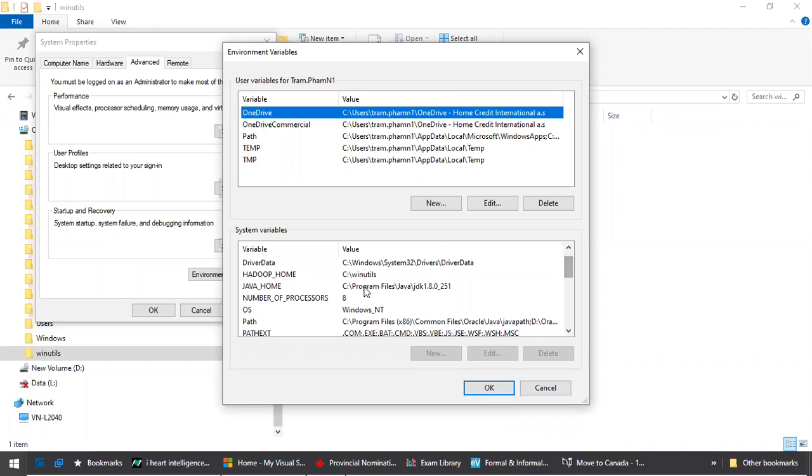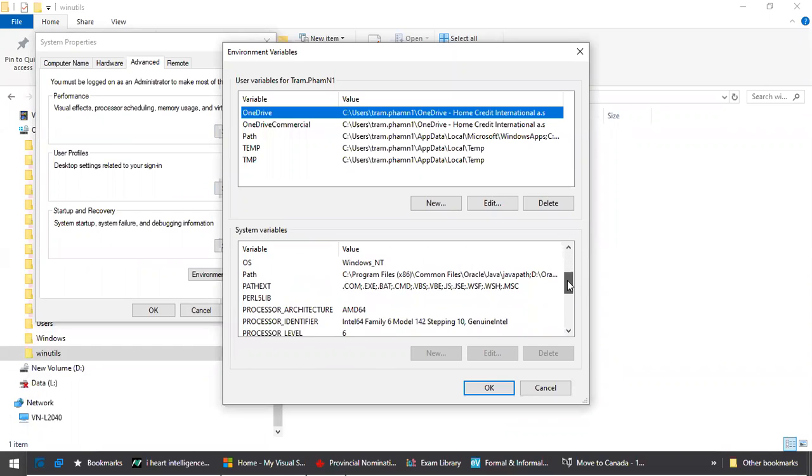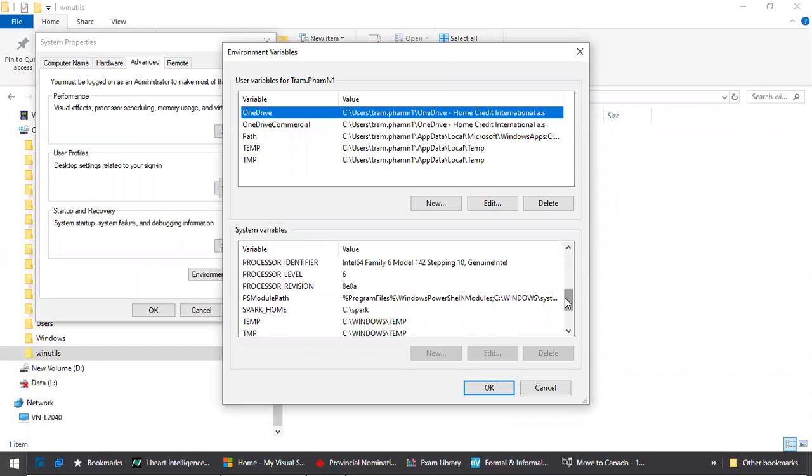So you see in here, I set up Hadoop home as WinUtils, right? Java home is Program Files Java. And so let me see the one for Spark. Spark home is the Spark folder like this. So basically these three are the ones that you need to set.